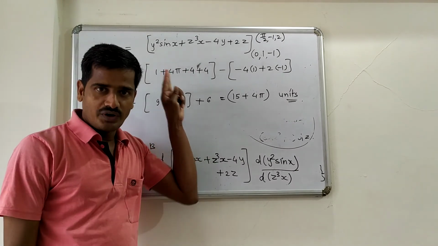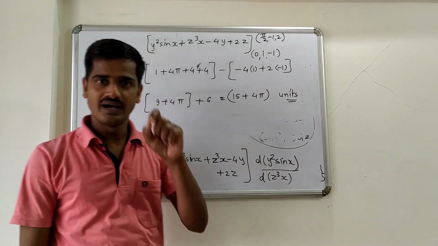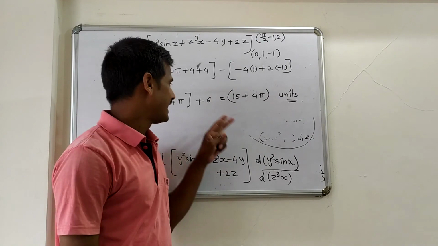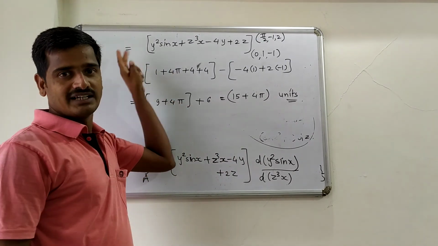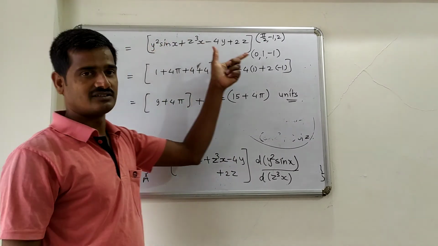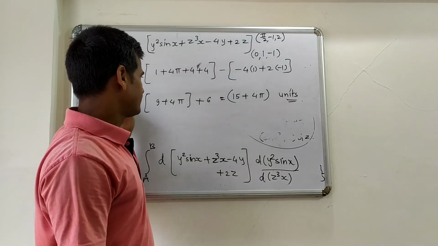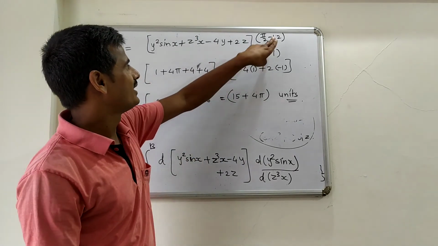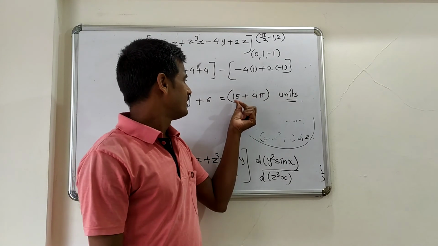So for the given example, F bar is conservative and the work done by that force vector F bar in moving this particle from this point to this point is ultimately 15 plus 4 pi.